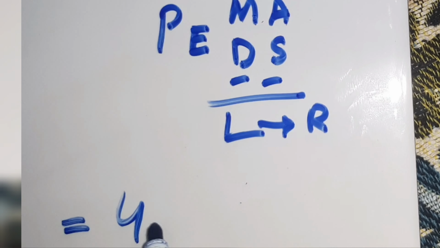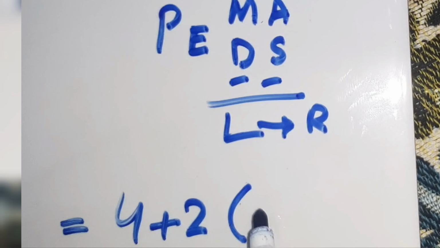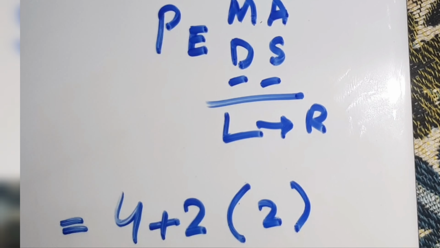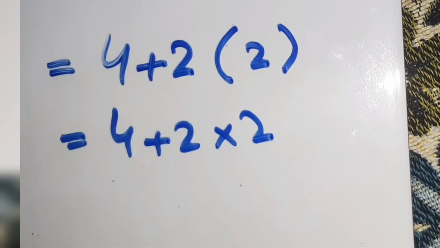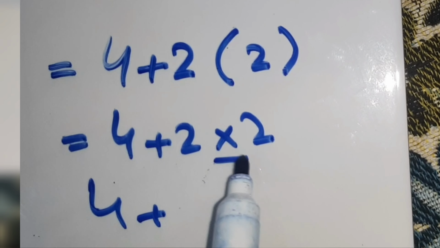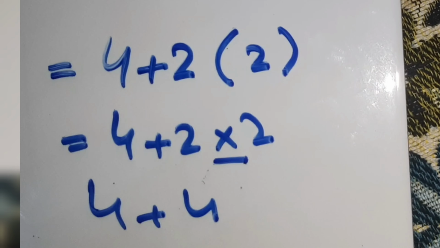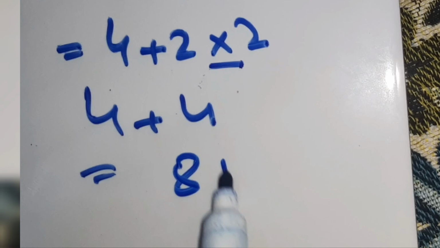So 4 plus 2, inside the parentheses 4 divided by 2 gives us 2. Now 4 plus 2 times 2. Here this is a multiplication. 4 plus 2 times 2 is 4. Finally the answer is 8. This is the right answer.